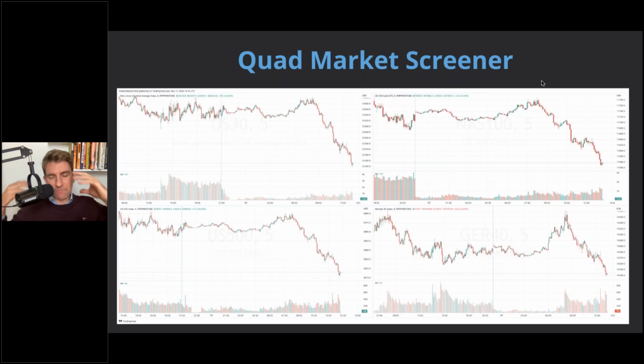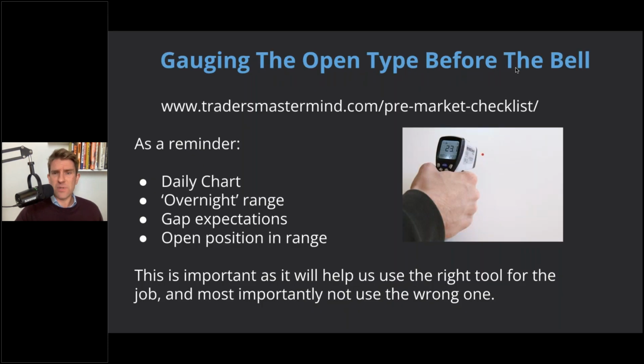Now, I don't want to make this overcomplicated, but I like just to see who the leader is in the pack, who the leader is and who the laggard is. So I think that's important to have as well, especially if we're trading the open. Okay, so gauging the open type before the bell.